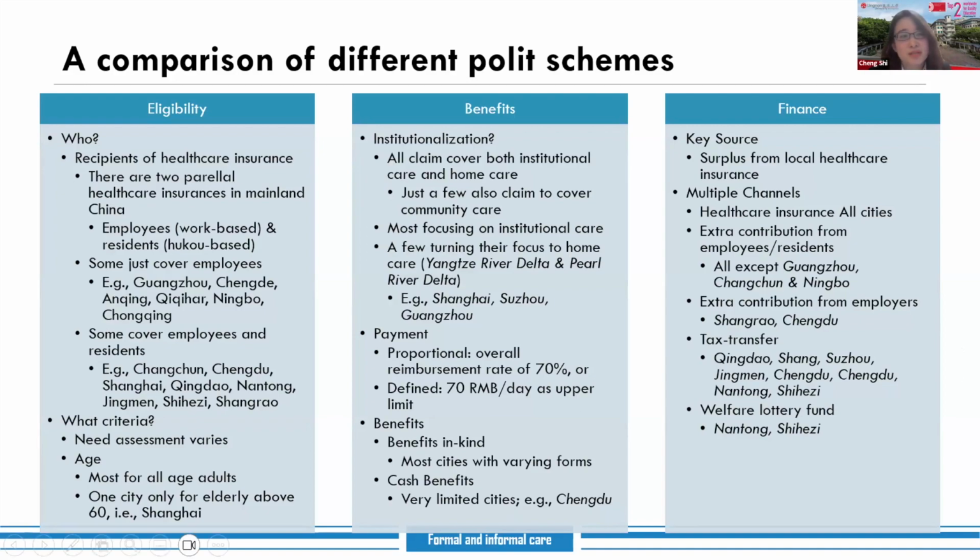As mentioned, this long-term care insurance is quite related to the current healthcare insurance system. So the key resource for this long-term care policy is the surplus from local healthcare insurance. And in some regions, the local government requires extra contributions from employees or residents, while some regions require extra contributions from employers only. And also some regions use tax transfers or welfare lottery funds.